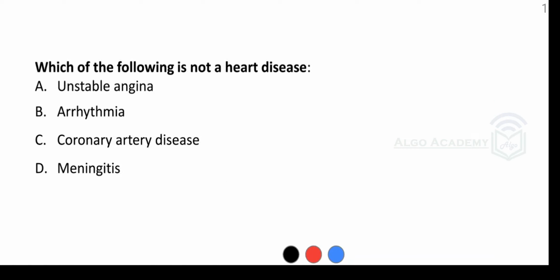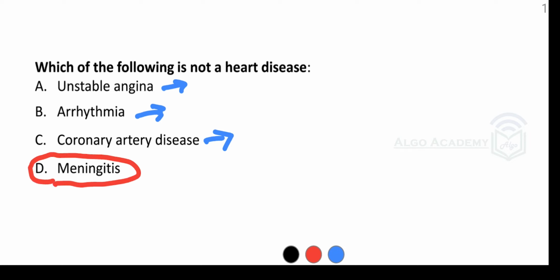Which of the following is not a heart disease? Unstable angina affects the heart. Arrhythmia is a problem of the rhythm of the heart, so it is also a heart problem. Coronary artery disease is due to a problem in the coronary vessels which supply the heart. Now what is meningitis? Meningitis is an inflammation of the tissues surrounding the brain and spinal cord due to some infection. So it is related to the brain and spinal cord. The answer to this question is option D, meningitis.